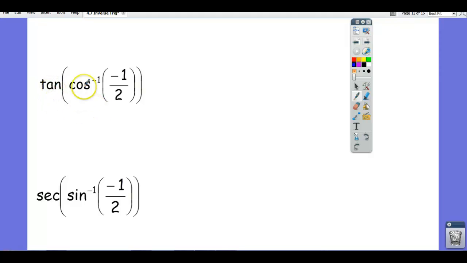I've got to do tan of cosine inverse of -1/2. So I always focus by looking at the inside part first. I need to do this first. Now cosine inverse takes ratios, so notice that -1/2 is a ratio, and the answer is going to be an angle. So this part in blue is going to be an angle, and then I'm going to take the tangent of that angle. So cosine inverse of -1/2.